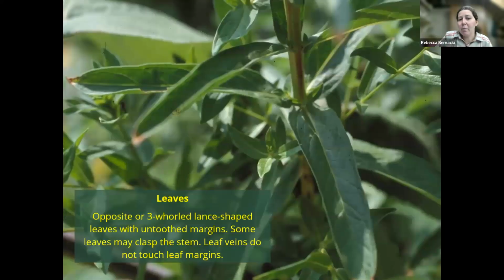Its leaves are going to either be directly opposite from each other or in these whorls of 3. So you can see how those 3 leaves are kind of directly across from each other. The leaves are going to be lance-shaped. The edges are going to be smooth and not have any teeth on them. Sometimes the leaves will clasp the stem, as you can kind of see happening here. And the leaf veins do not go all the way to the leaf edge, which is important when we talk about identifying or differentiating from some lookalikes.